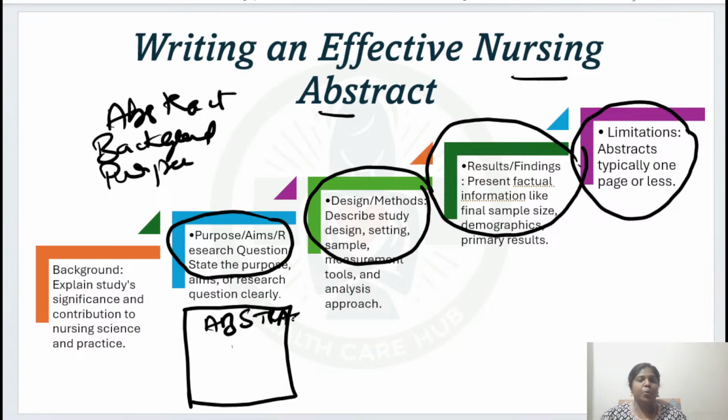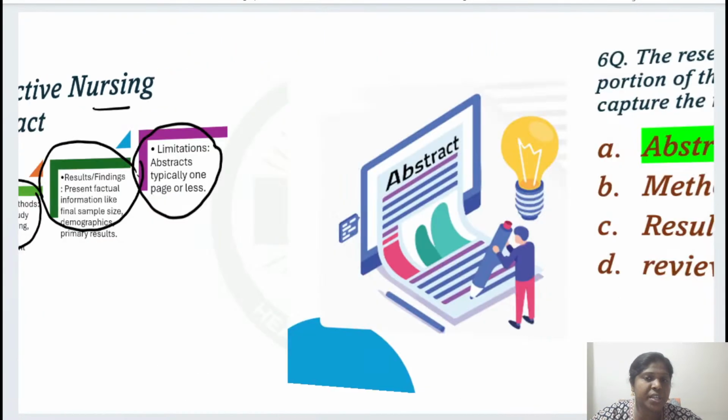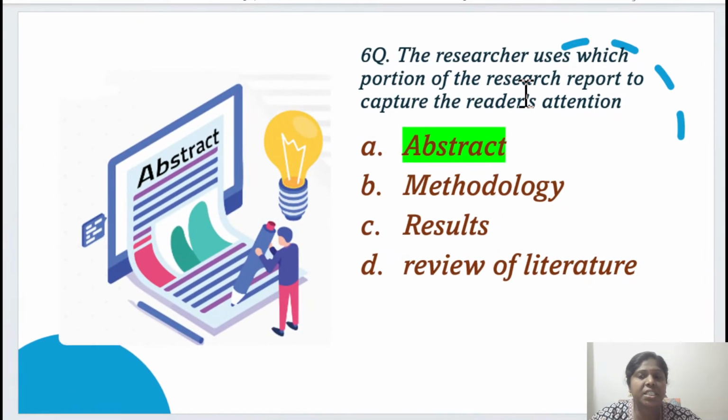So, in order to attract the reader, I am going to show them the abstract, not the results. Everything will be included in the abstract: background, purpose, design, results and limitations. Understood? So, the answer for this particular question, the researcher uses which portion of the research report? It is the abstract.